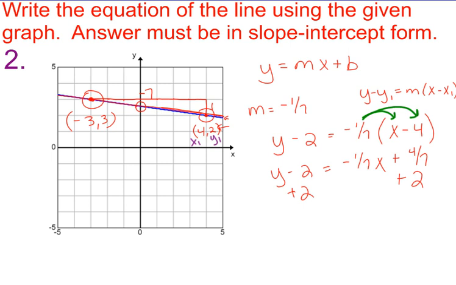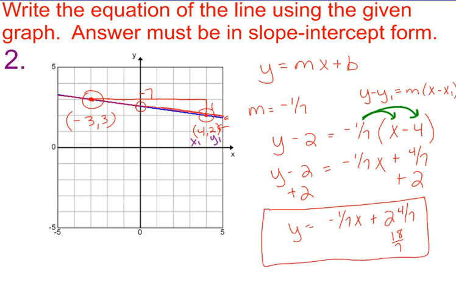Now, when I add 2 to both sides, 2 plus 4/7, since 4/7 does not equal 1, I can write that as 2 and 4/7. That's okay to do. Otherwise, you could write it as 18/7. That would work also, but either one is your answer in slope-intercept form. There we go. We found the equation of the line.